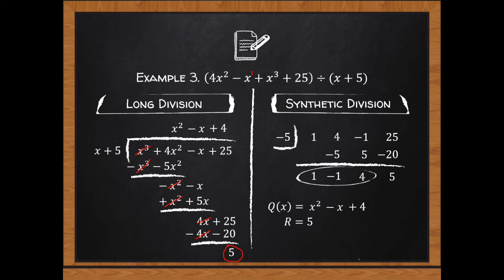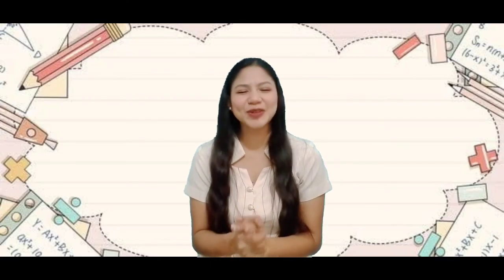So, for our answer, pwede din nating i-combine yung dalawa. So, our quotient now will be x squared minus x plus 4 plus, since positive naman ang ating remainder, plus 5 over our divisor which is x plus 5. So, this is the answer when we divided 4x squared minus x plus x cubed plus 25 by x plus 5.